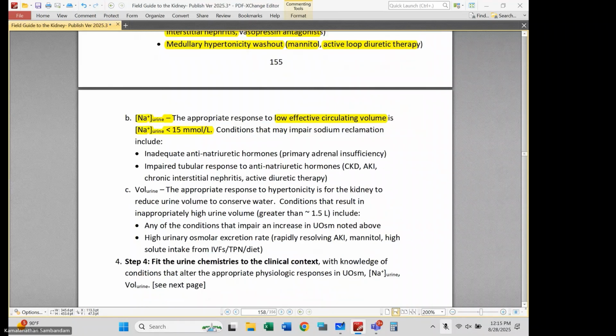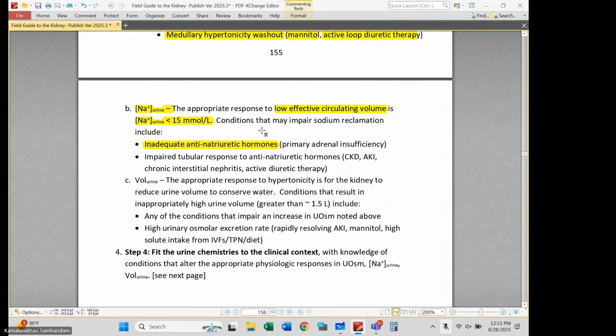Now, of course, there are modifiers of that normal response, and that might be because you have an impairment in aldosterone secretion through primary adrenal insufficiency. Primary adrenal insufficiency means adrenal glands are dysfunctional, right? This is not a problem with ACTH. This is a problem with the adrenal glands itself. One would predict both glucocorticoid and mineralocorticoid deficiency in that scenario. And that might be a scenario in which urine sodium is not maximally conserved.